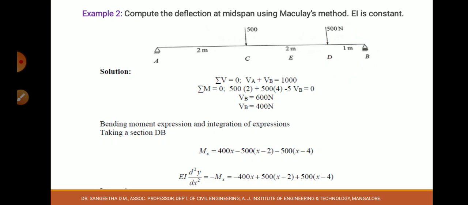You have the Euler-Bernoulli relation, EI d square y by dx square is equal to minus Mx. So bring in the minus relation, all your terms get negative: minus 400x plus 500 into (x minus 2) plus 500 into (x minus 4). There is no rule that you have to use your x distance like I have done in the previous way or this way. Both are exactly similar. Only the distance you are measuring is from the other support, that's all. But one advantage in this is that the negative term in the integration can be avoided.